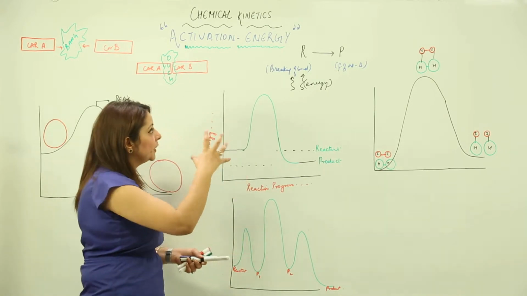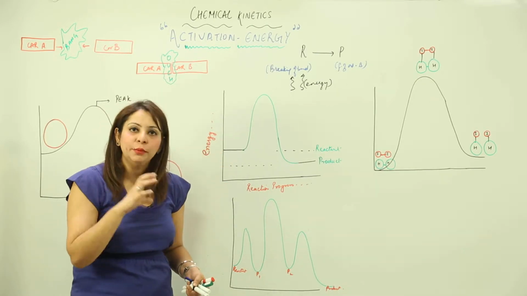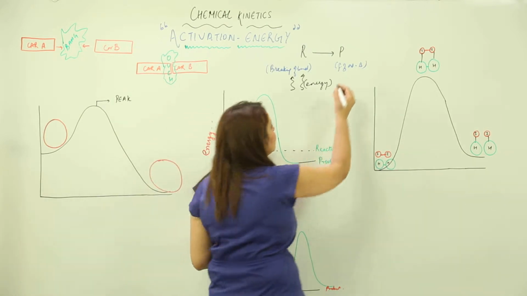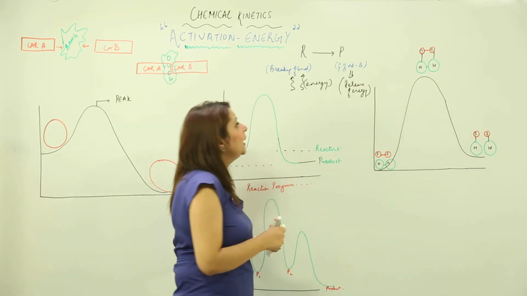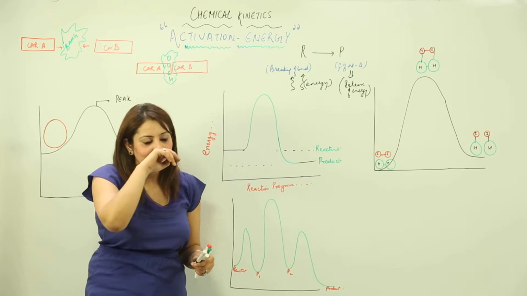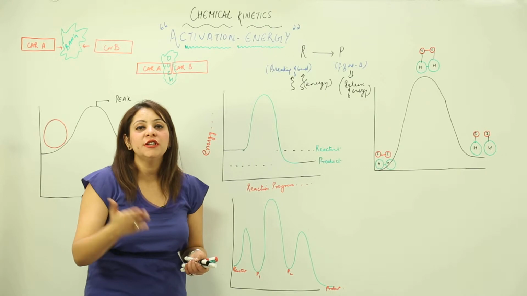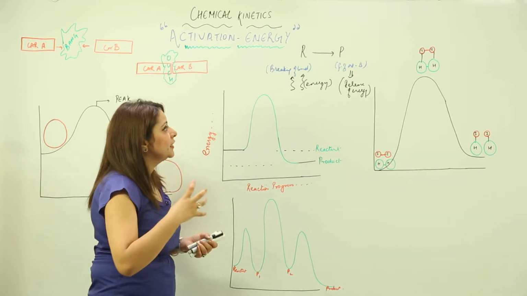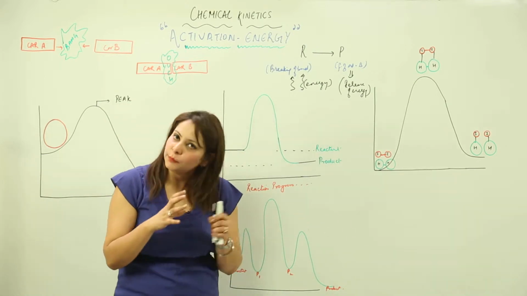So when the bonds are broken, energy is required for that breakage, and when new bonds are formed, it leads to the release of energy. So formation of bonds releases energy, breaking of bonds needs energy. Now our concern is that for the chemical reaction to happen, the first step is to break the bonds. That means energy is required for breaking those bonds.